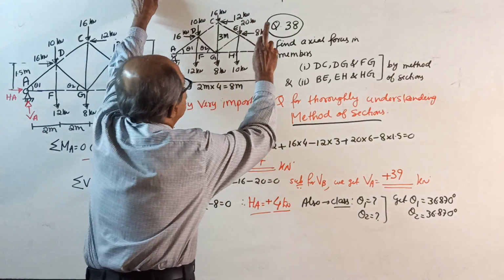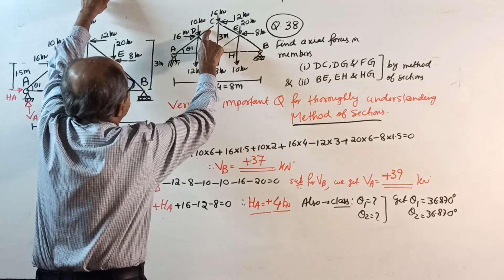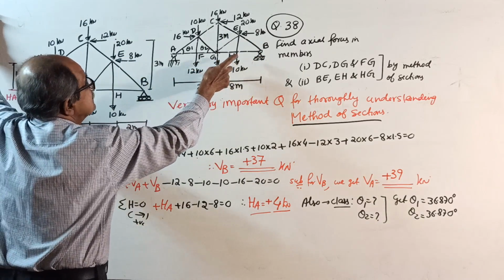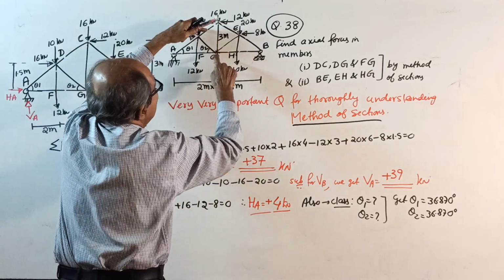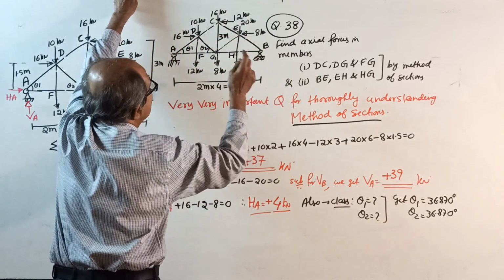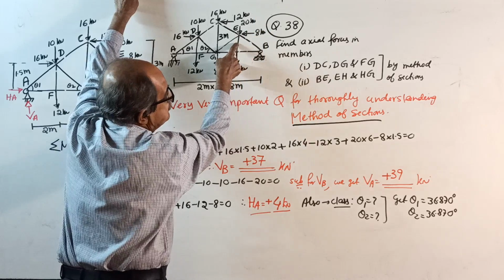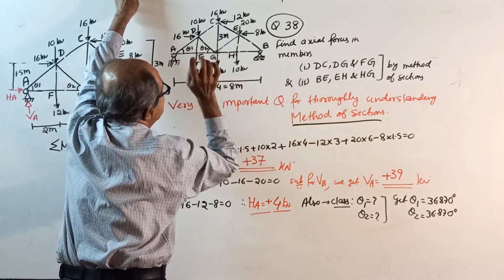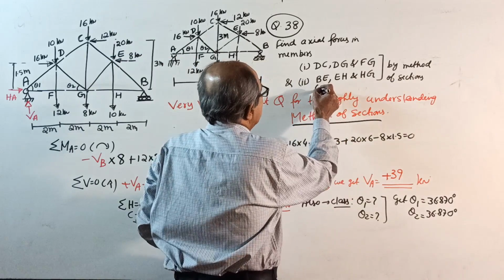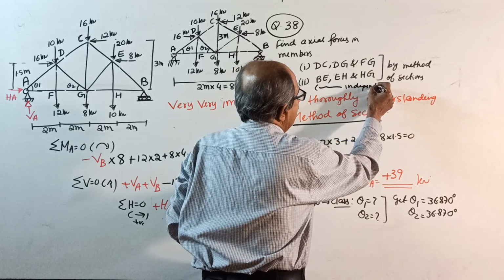See, the question: find axial forces in members DC, DG and FG. That is one question. The second question: EB, or BE, EH and HG. These are the two questions by method of sections. Write a note here: treat each question as independent. The common part is okay, but the questions are independent.